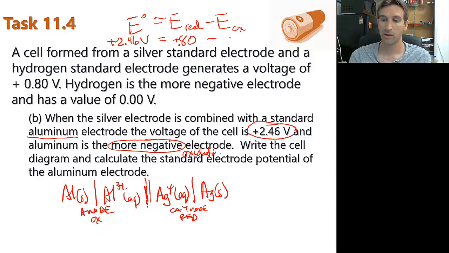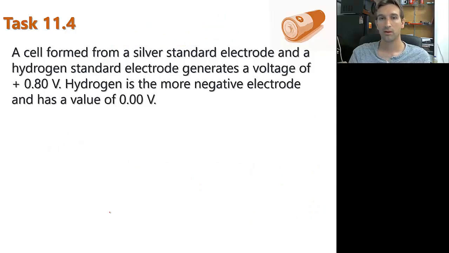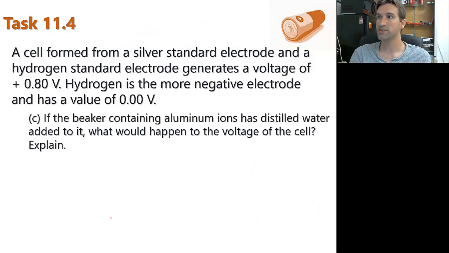Then I have my unknown, and that's going to be the aluminum. In order to solve for aluminum then, we're going to subtract the 80, and we're going to get a positive 1.66 volts should be equivalent to a negative value for aluminum. So if I want to get a positive aluminum value, I'm going to have to multiply both sides by -1. Aluminum has a standard reduction potential of negative 1.66 volts. Okay? So now let's go on to question C.